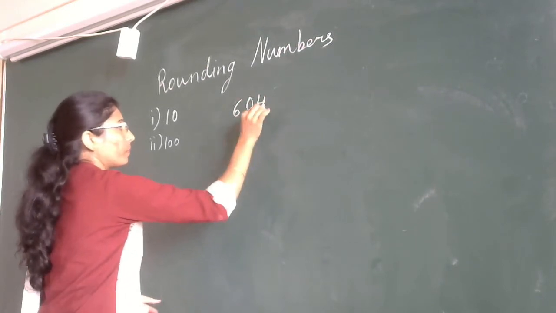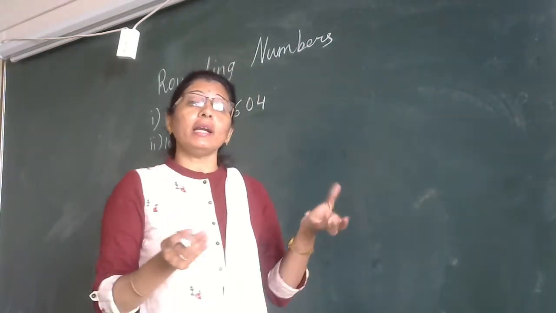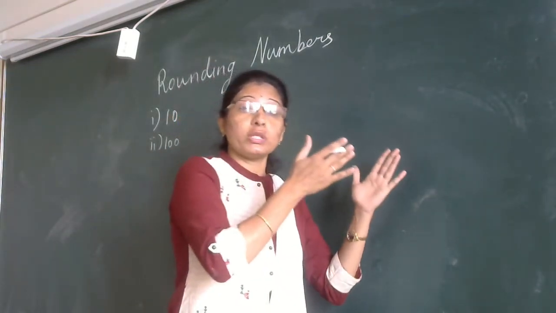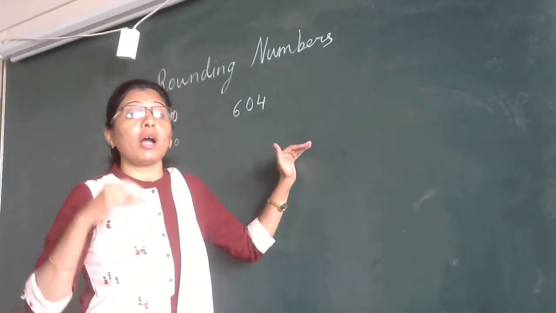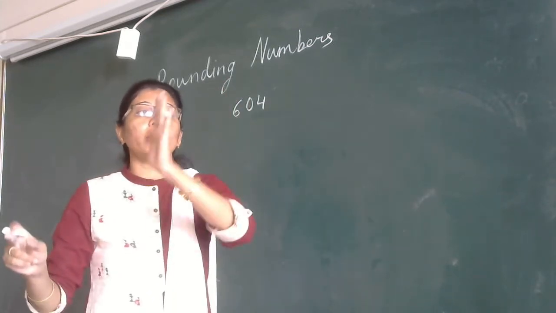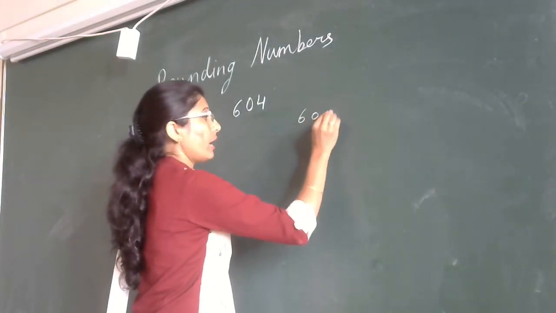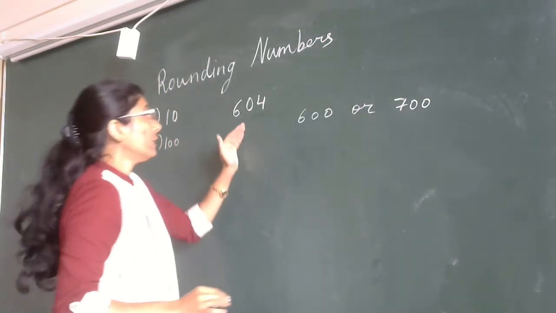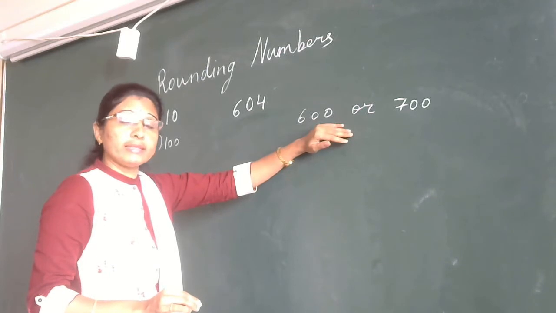604. Now 604. By seeing the number only we can understand that 604 is nearer to 600 or it is nearer to 700. So we are doing rounding off of hundreds. So it will come 100, 200, 300, 400. So this number is nearer to 600 or 700. By seeing, we can understand it is nearer to 600.